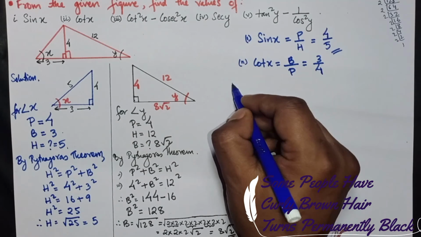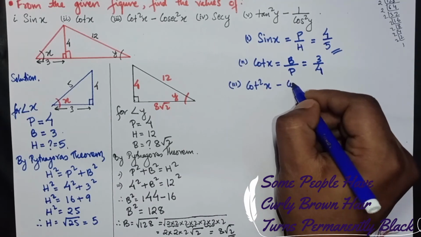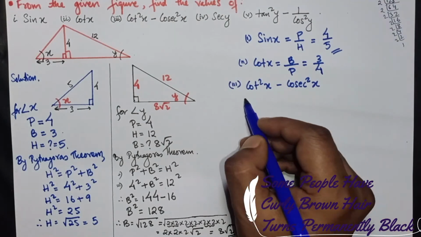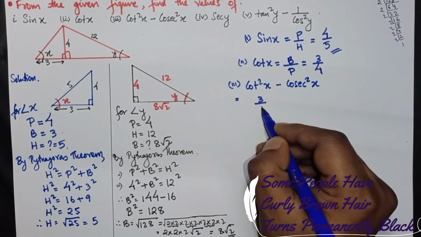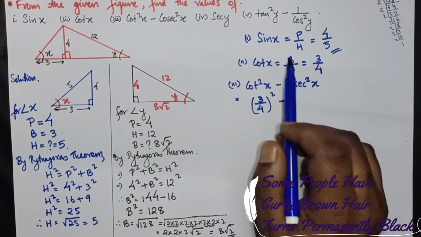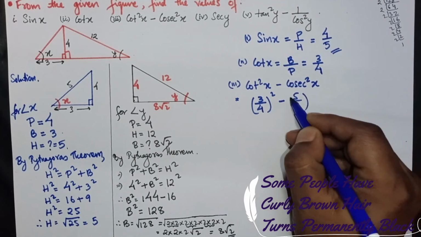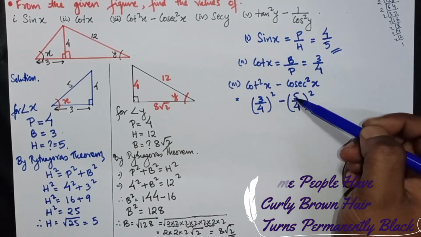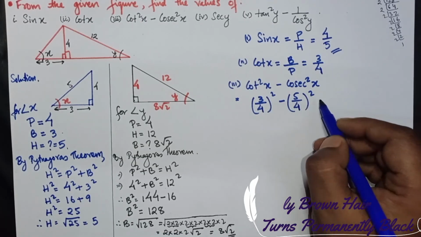Number 3, what do you have here? We have cot square X minus cosec square X. So cot X I have here as 3 by 4, so I can write directly 3 by 4 whole square, minus cosec. Cosec is the reciprocal of sine, so directly you can write the reciprocal. That means this will be 5 by 4 whole square. Or you can use the PBH formula in this also, but if you use this reciprocal one, you'll know this formula nicely.